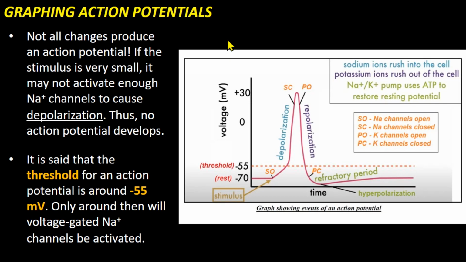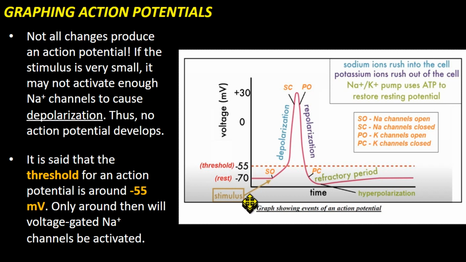Alright, so this graph looks pretty complicated, but we're going to break it down. This is a graph of action potentials. Now you have to remember that not all changes produce an action potential. If the stimulus is way too small, for example a very, very light touch, it may not activate enough sodium channels to cause depolarizations. Thus no action potential develops. This is called a failed initiation. Basically, the body is saying that this change is too small, we don't need to respond to it. The threshold for an action potential is about negative 55 millivolts. Only around then will you get enough voltage gated sodium channels to be activated.